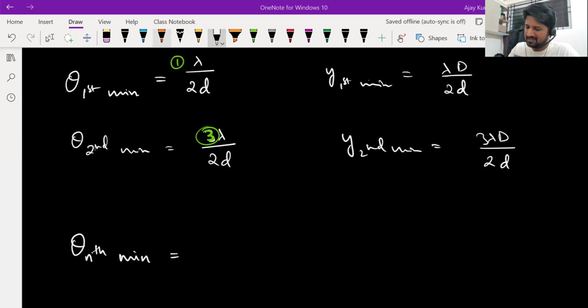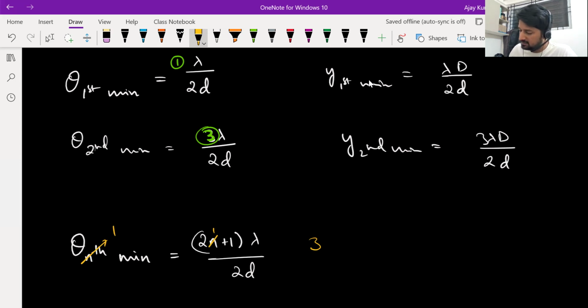What I'm saying is, if you take the general term as 2n plus 1 lambda by 2d, then the first minimum, if you substitute n as 1, occurs at 3 lambda by 2d according to this formula, which is not correct. The correct way to write it is 2n minus 1.